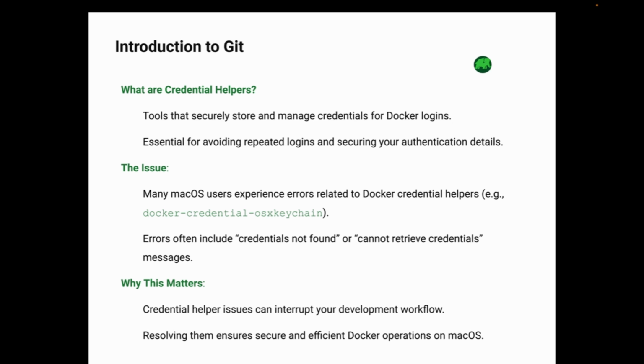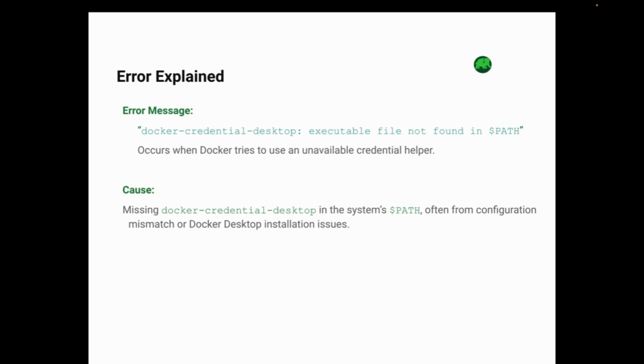But what happens when these helpers break? That is where issues like credentials not found or cannot retrieve credentials come in. Let's take a closer look at why this happens. Here is a common error many macOS users encounter, as shown on the screen. This error happens when Docker tries to use a credential helper that is either missing or misconfigured. Especially, it is related to a missing docker-credential-desktop executable in your system's path. So why does this happen? Well, it could be caused by a configuration mismatch or an issue with the Docker Desktop installation. The good news is we can fix this.